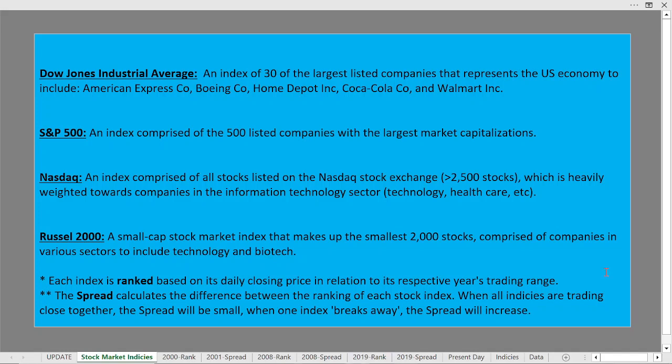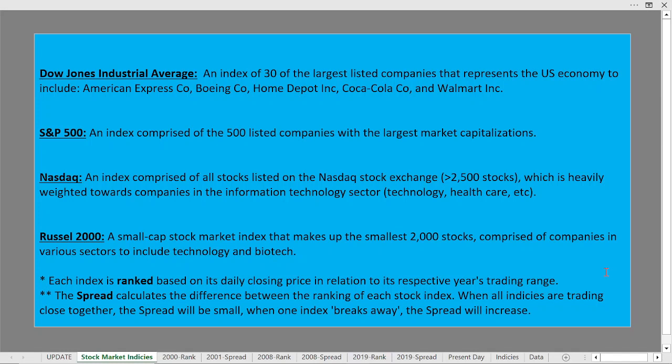Welcome back. We're going to take a side step today, talk about stock market indices and the difference between these indices, what it can tell us. The most popular indices are the Dow Jones Industrial Average. Now that's a collection of the 30 largest stocks listed that represents the U.S. economy. We're talking about names like American Express, Boeing, Home Depot, Coca-Cola, Walmart, McDonald's, things of that nature.